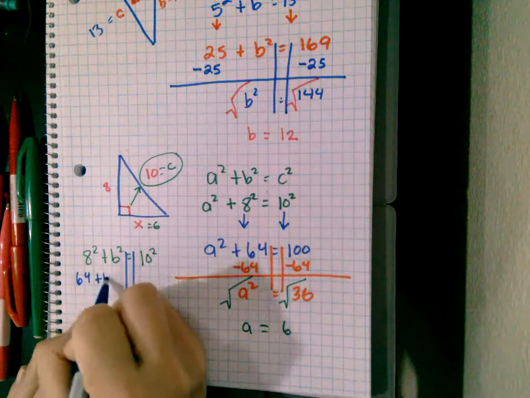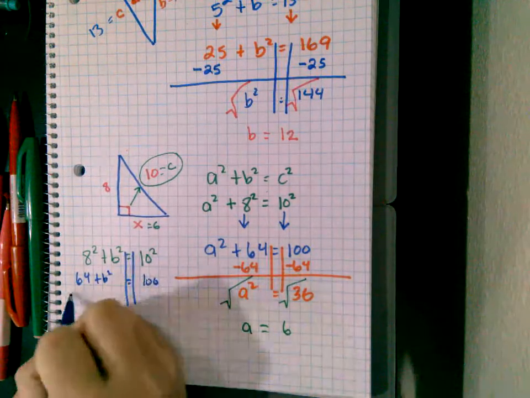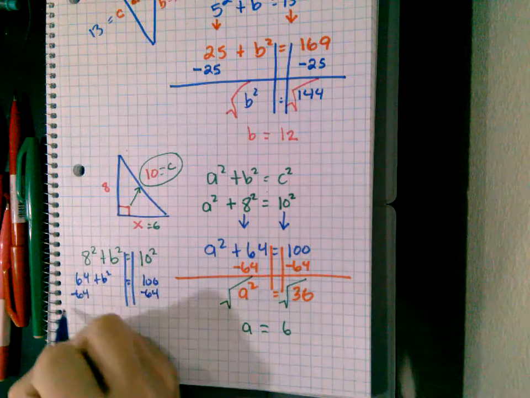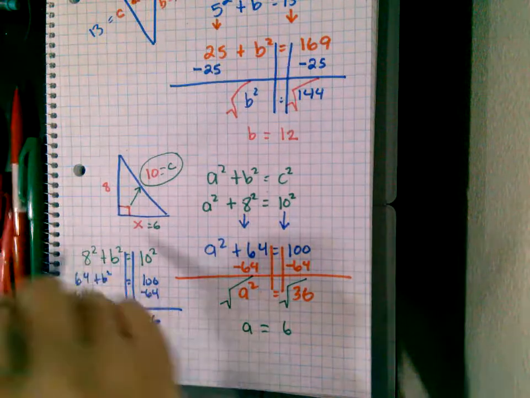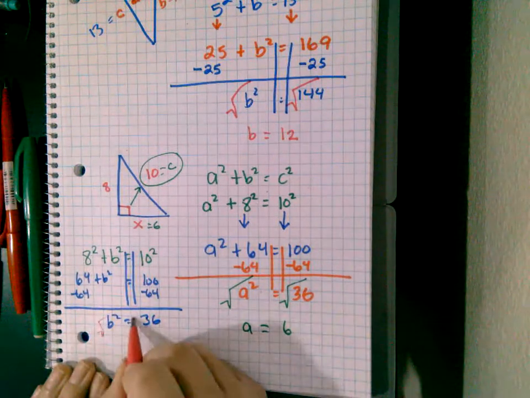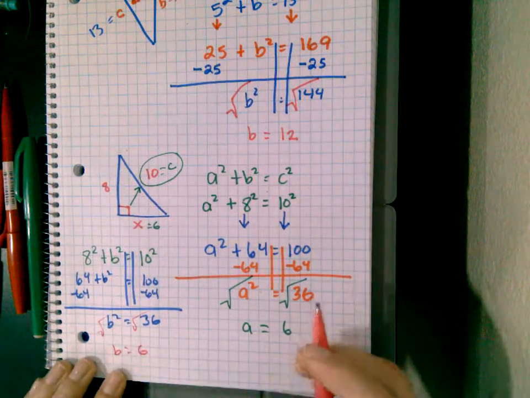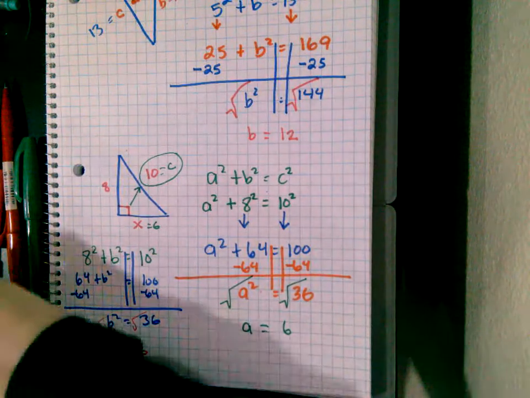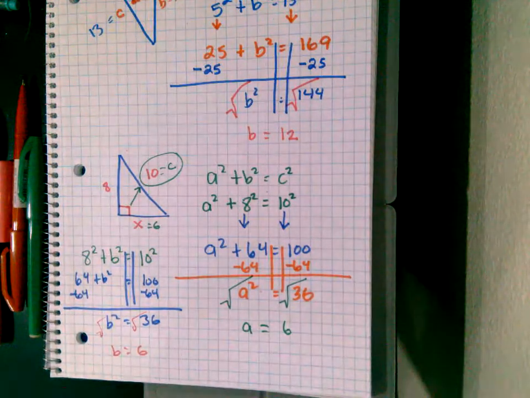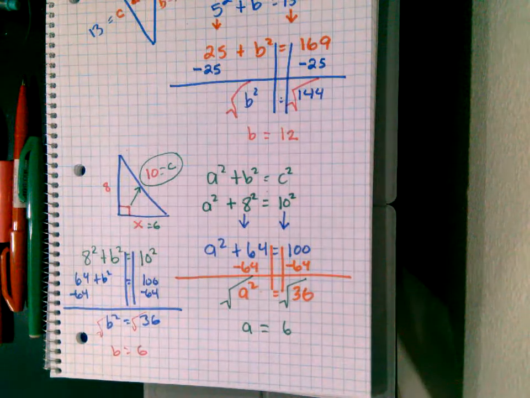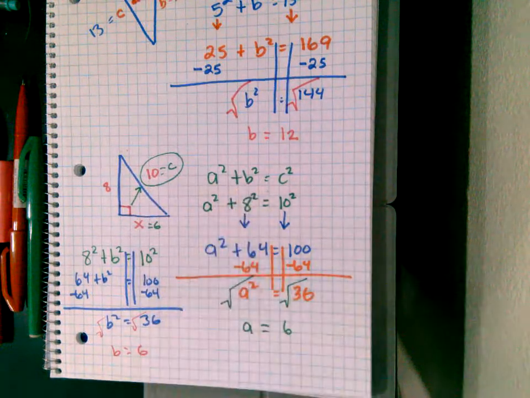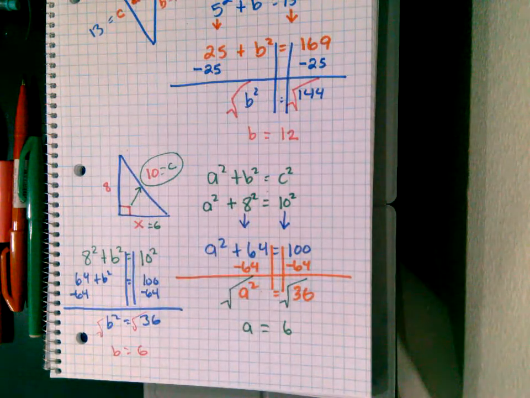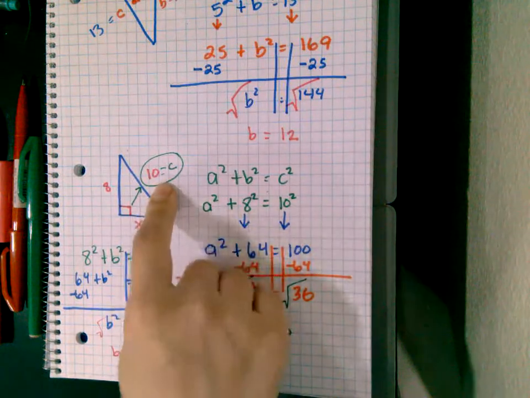So this is 64 plus B squared equals 100, minus 64, minus 64. B squared is still 36. And then you take the square root, B equals 6. So you end up getting the same number, right? That's what I mean when you can change A and B. You'll still get the same answer. If you put C to be A or B, that's where you'll make a mistake. So as long as you put C to be C, I don't know how else to explain it.